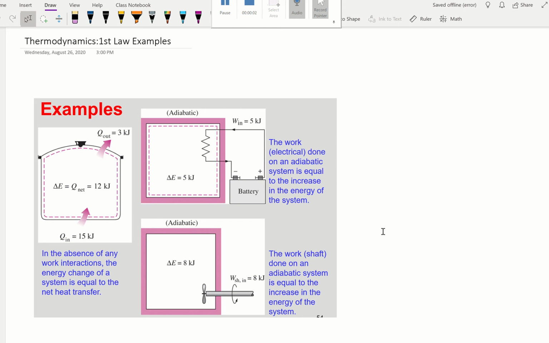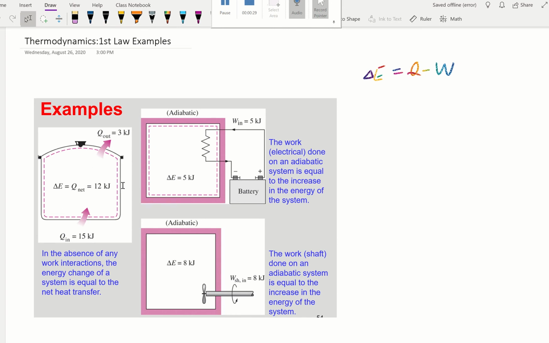Hi, this video is immediately after the thermodynamics first law, the concept we're talking about. In essence, the first law of thermo is delta E equals Q minus W, right? Q is heat, W is work. They both contribute to the change of energy of the system. Let's look at some examples today.